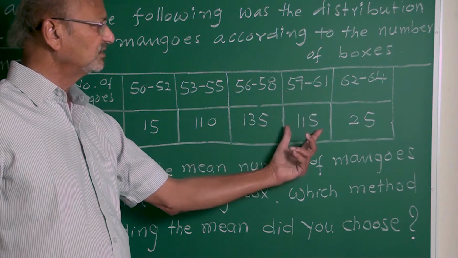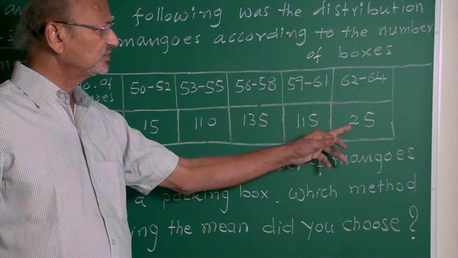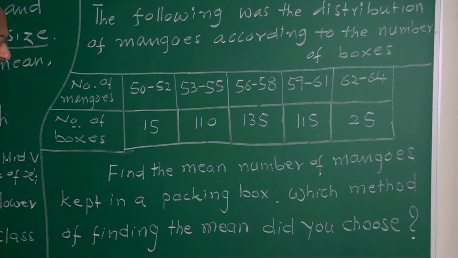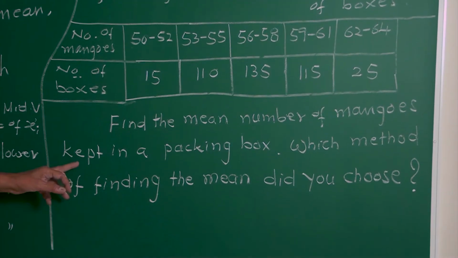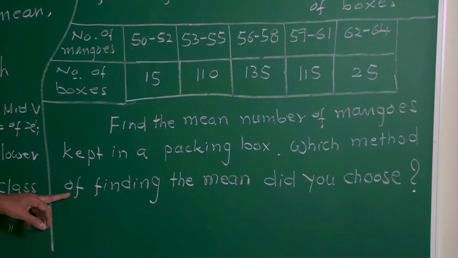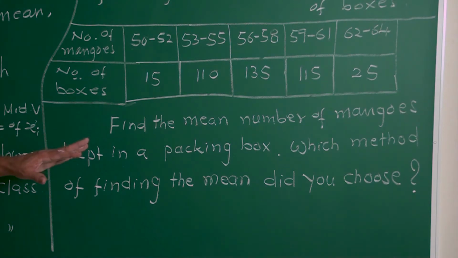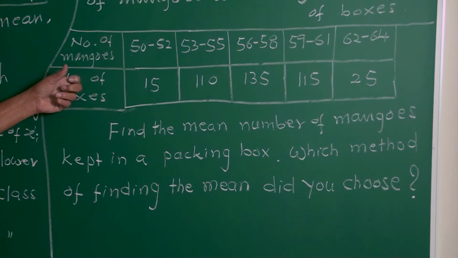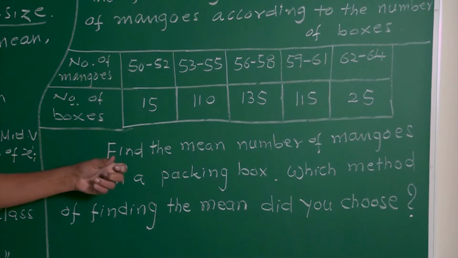59 to 61, 115 boxes. 62 to 64, 25 boxes. This is the question: find the mean number of mangoes kept in a packing box. Which method of finding the mean did you choose? In this case, my friends, I want to find the mean by using what? Step deviation method.